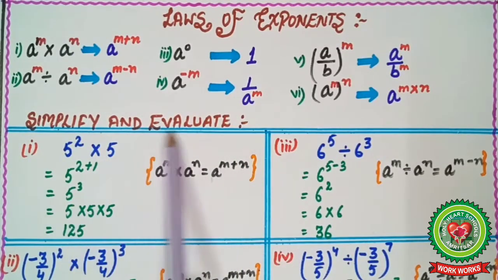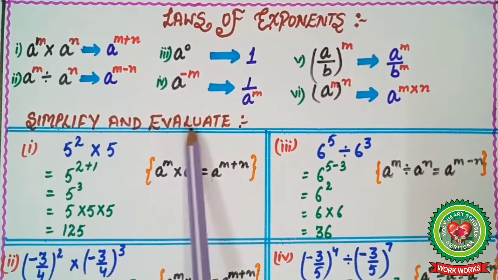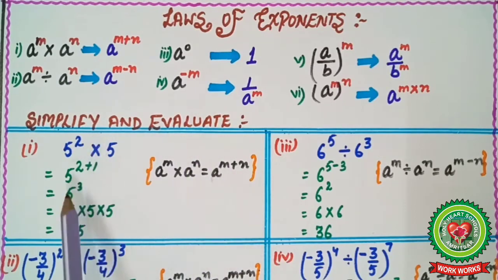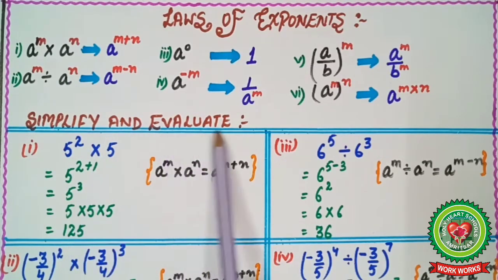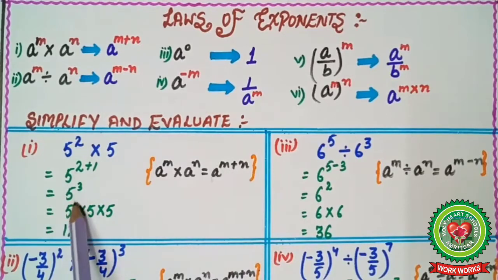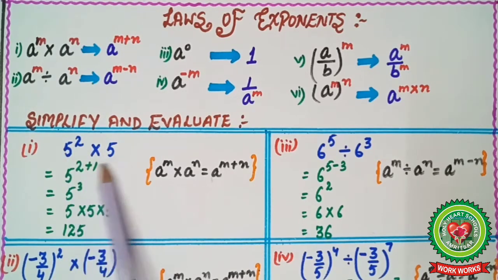Now the question says simplify and evaluate. That means we have simplified till here, and now we have to evaluate, that means we have to find the value. So 5 raised to power 3 means 5 is getting multiplied 3 times. You will write 5 multiplied by 5 multiplied by 5, which is equal to 125. So this is the answer for this question.